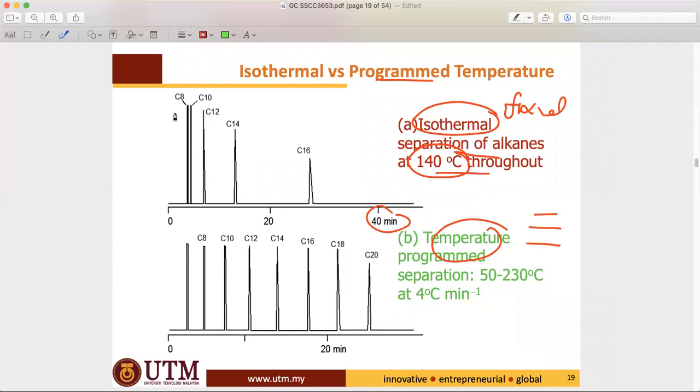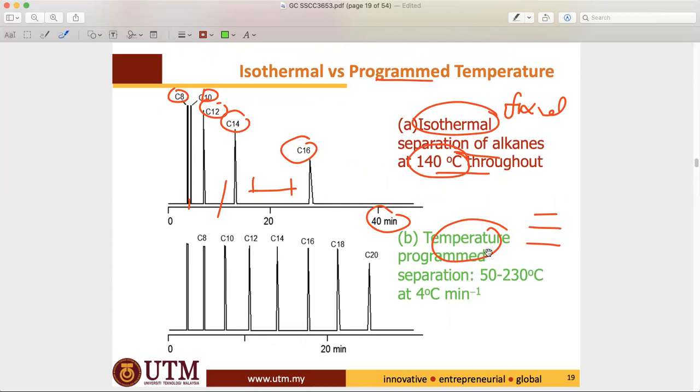So what you would see is that the separation is well resolved for these two. C12 and C14 are well resolved, but C14 to C16 is too long. And for C8 and C10, it is too near. So it is not optimum.